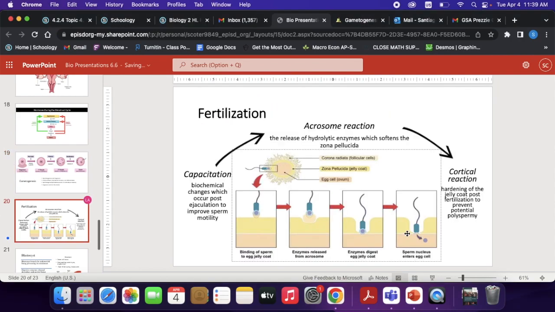So, in human fertilization, there are three steps: capacitation, acrosome reaction, and the cortical reaction. In capacitation, chemicals released by the uterus dissolve the sperm's cholesterol coat, and that improves sperm motility, meaning that the sperm is more likely to reach the egg in the oviduct. It also destabilizes the acrosome cap, which is necessary for the acrosome reaction to occur when the egg and sperm come into contact.